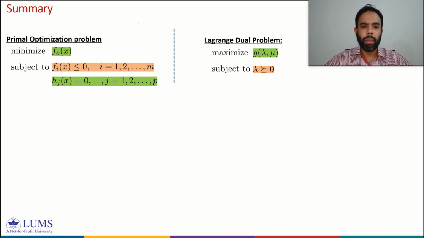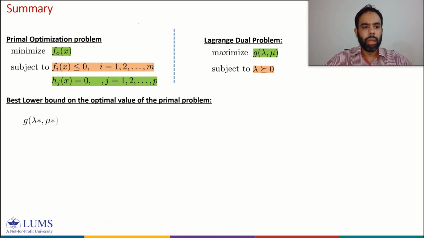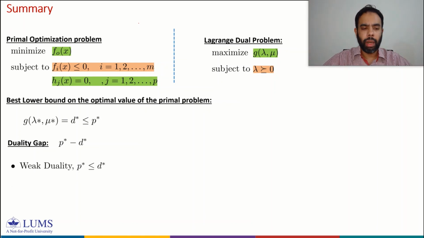When we solve this problem, what we obtain is d star, the solution of the Lagrange dual problem. This d star is the best lower bound on the optimal value of the primal problem, that is, g of lambda star, mu star is equal to d star, and that is less than or equal to p star. We also defined the duality gap, the difference between p star and d star. So the duality gap is defined as p star minus d star. Then we also talked about the notion of weak duality and strong duality. We say weak duality holds when d star is less than or equal to p star, and strong duality holds when p star is equal to d star, or the duality gap is equal to 0.